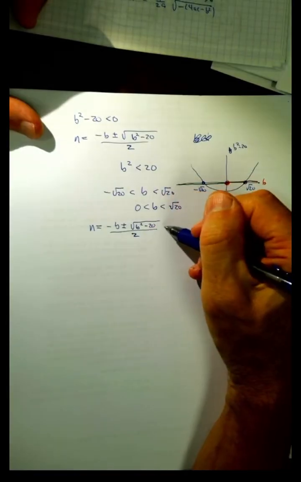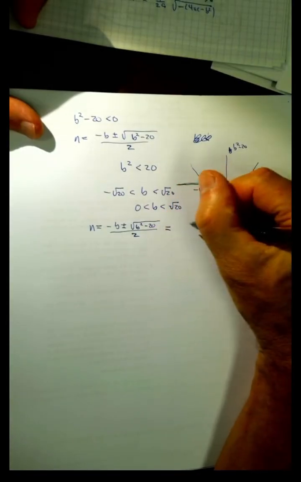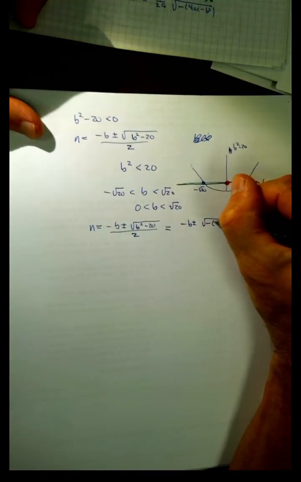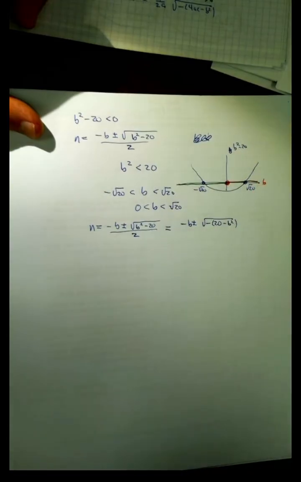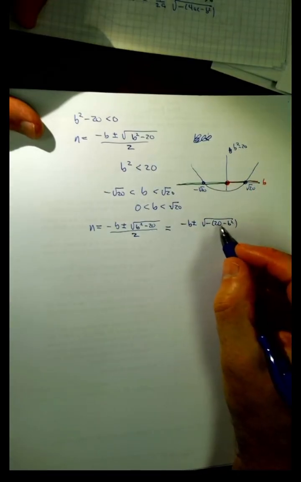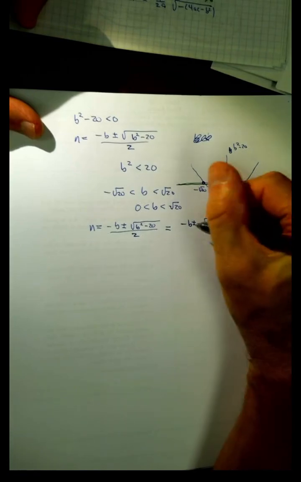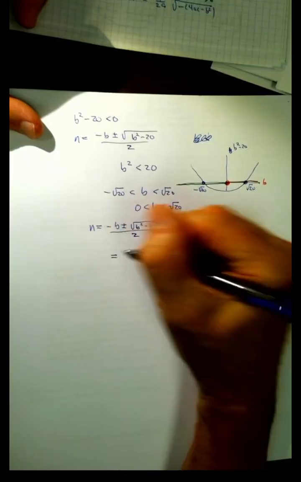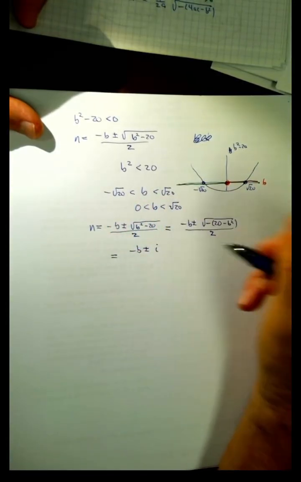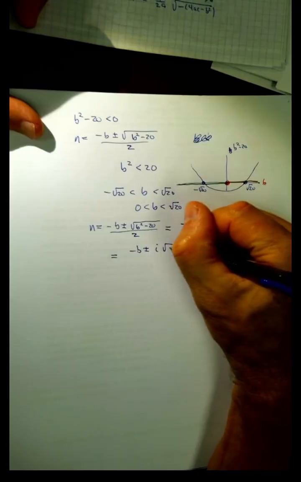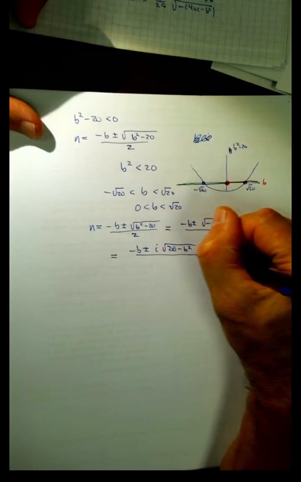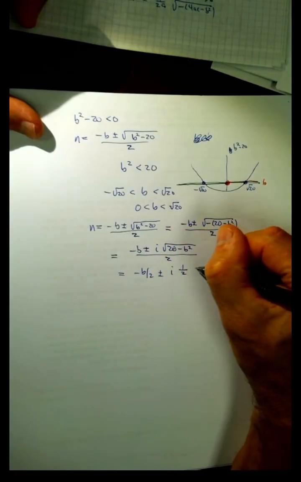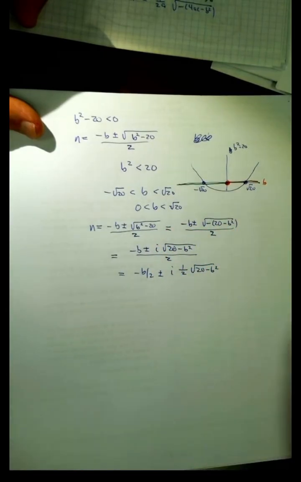In this case, b squared minus 20 is negative, so I need to factor out a negative. So instead of b squared minus 20, I can think of it as 20 minus b squared, quantity negative. Now 20 minus b squared is positive, so I can factor out that square root of negative 1. And write this as minus b over 2 plus or minus i times 1/2 square root of 20 minus b squared.